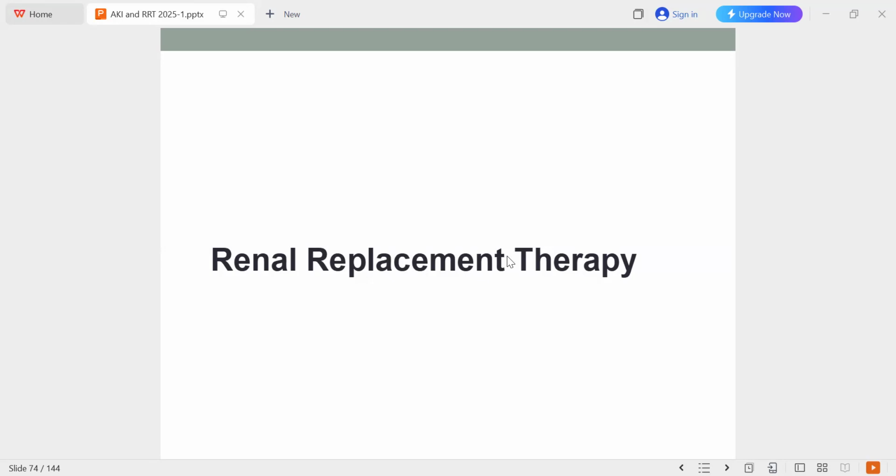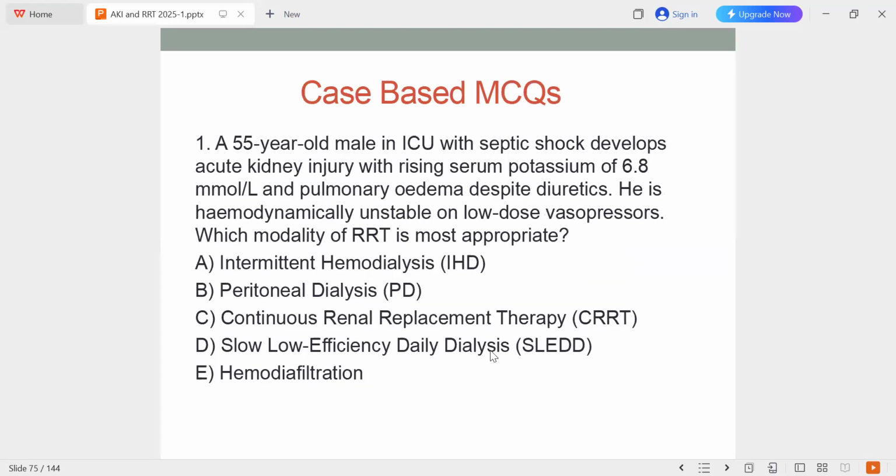Tutorial. It's a continuation of what we started last week. And today we're going to concentrate on renal replacement therapy. As usual, I want us to attempt these following questions, this case-based MCQ.